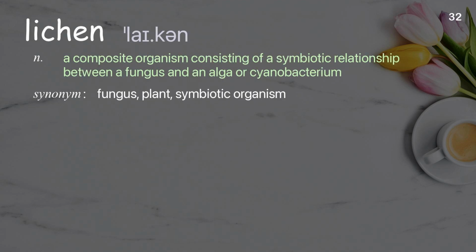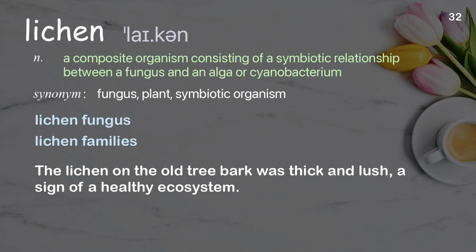Lichen. A composite organism consisting of a symbiotic relationship between a fungus and an alga or cyanobacterium. Examples: Lichen fungus. Lichen families. The lichen on the old tree bark was thick and lush, a sign of a healthy ecosystem.